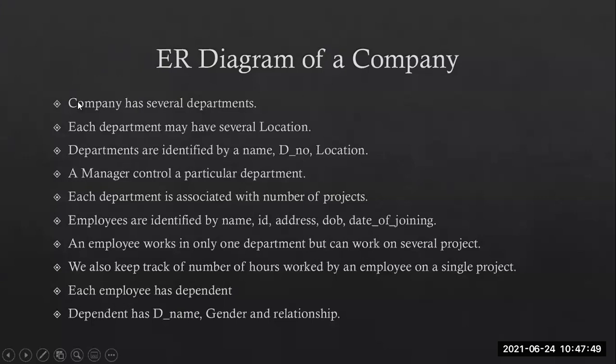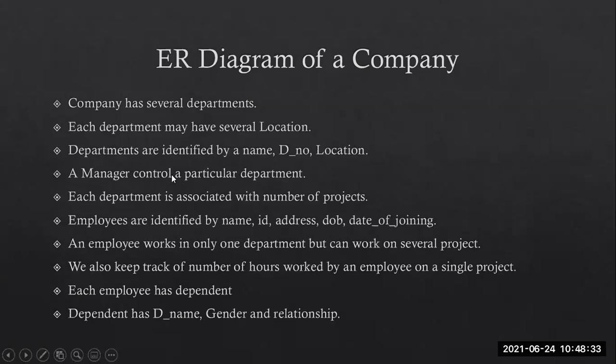Before this, I'll just read out the bullet points and then start with my own explanation. Company has several departments. Take examples from your side like HR, marketing, sales, finance, technical, IT, everything. And then each department has several locations. We can take the example of a bank. If you consider Yes Bank, the locations are one in the RPD center, I mean Goa West side, and another near Club Road. So these are the locations. Departments are identified by name, department number and location.